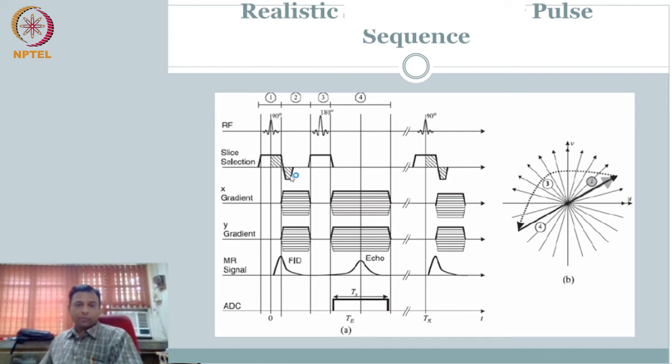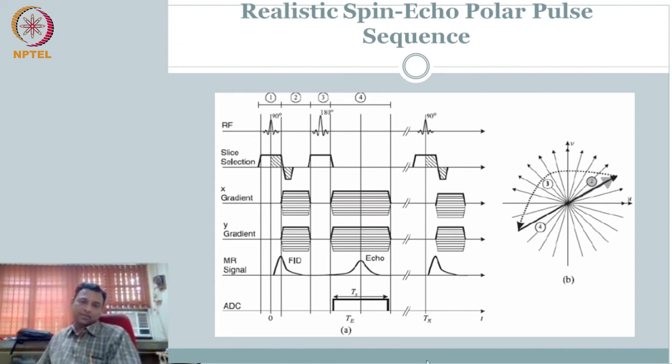Right? So I am not having a gap. In the readout direction, I have both X and Y on. That gives me the clue that if X and Y are on simultaneously, it has to be a polar. Okay. So this is a polar sequence. Of course, it's also polar, but echo is due to spin. So realistic spin echo polar pulse sequence.